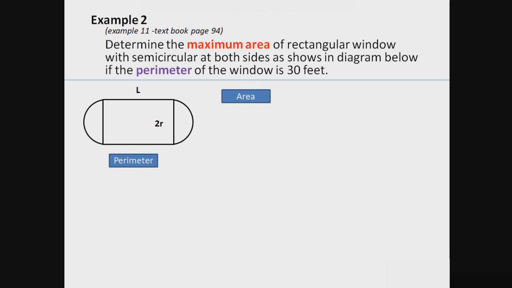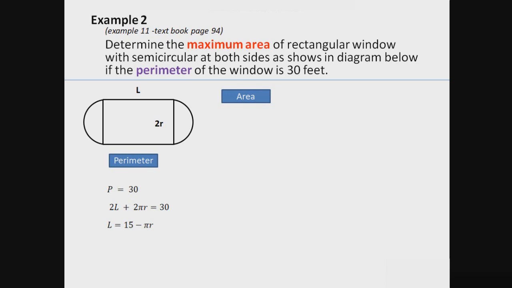Okay, now it's given P is equal to 30. Now we have to find the whole perimeter here. So we have two sides of L, so it is L plus L, which gives 2L, plus the arc length of the semicircles, which together is 2 pi r. Then the total perimeter is equal to 30. Then let's try to make it one term. So L is equal to 15 minus pi r.